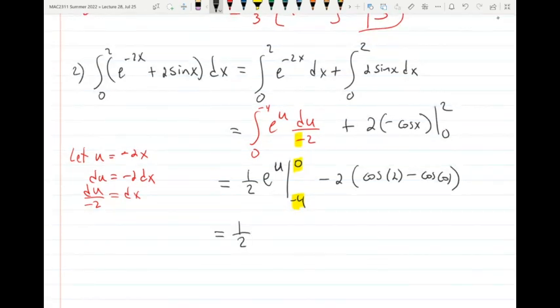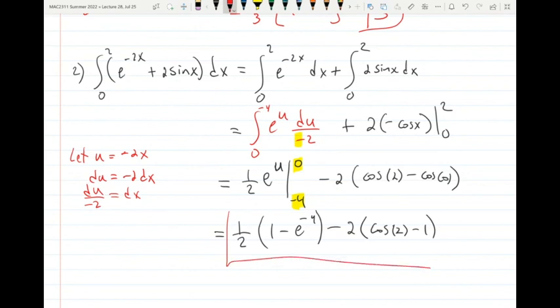So what is this? e to the 0, that's a 1, minus e to the negative 4. And then minus 2 times cosine of 2 minus 1. So cosine of 0 is 1. And this is, well, whatever it is, okay? That's a number. I just made up that problem, so that's why it's not so pretty. But it's a number, that's our answer. Okay, any questions?